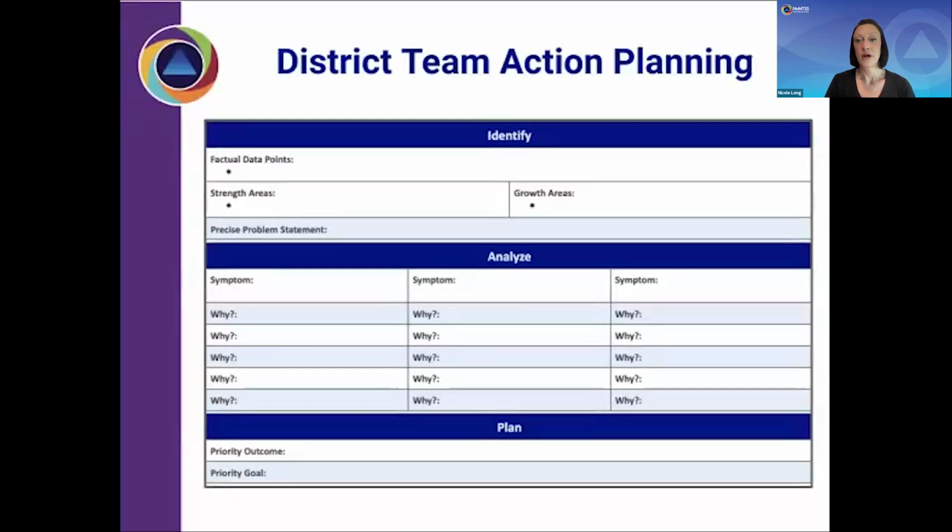Utilizing a problem-solving process for database decision-making will guide community and PK through 12 district action planning in a succinct and systematic process, which will drive continuous improvement efforts. The Nebraska CIP template is a resource tool to help document and guide the action planning process. In this action planning process, we use our wealth of data to identify factual data points. We conduct a root cause analysis of the data points that lead us to priority outcomes and goals.